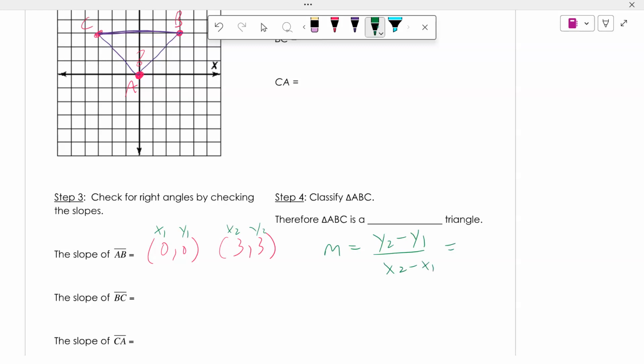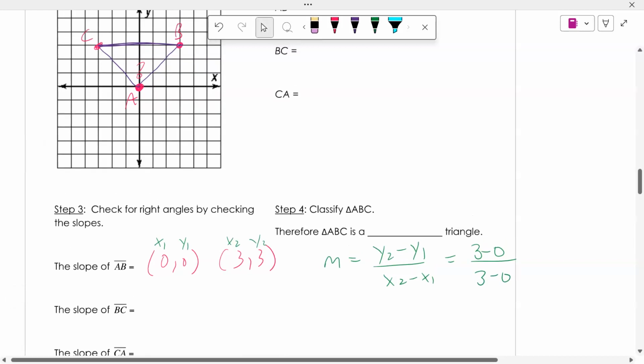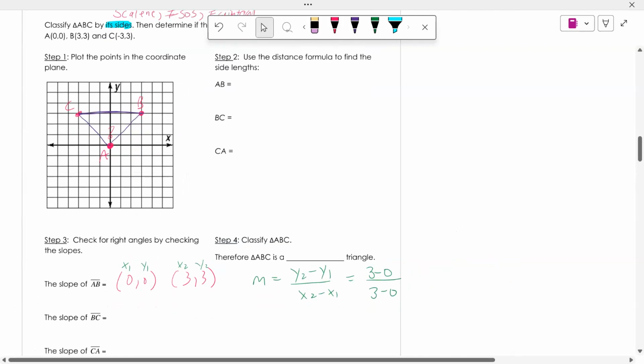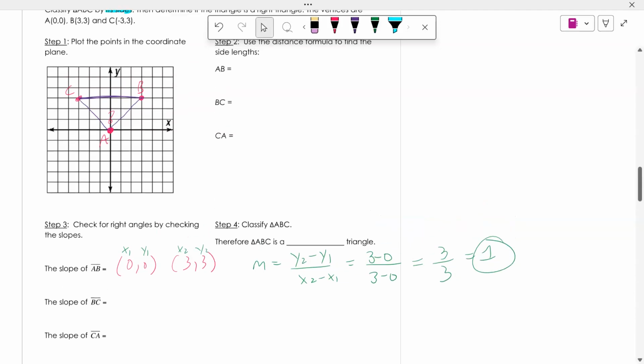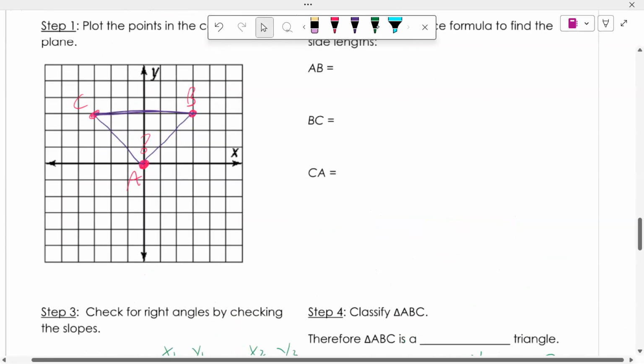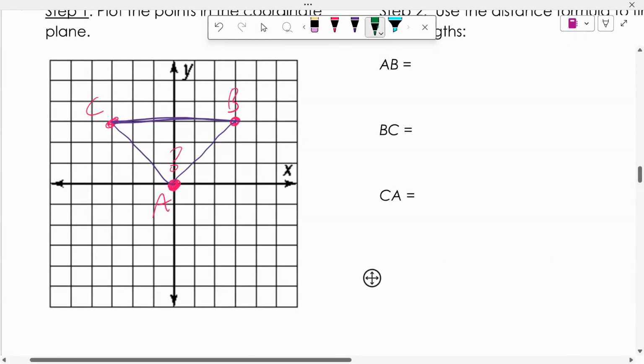So let's plug in what we know. We're going to do y2 minus y1, which is 3 minus 0, over x2 minus x1, which is, again, 3 minus 0. So it looks like between A and B, the slope would be 3 over 3, which is 1, a slope of 1. Now, we can confirm that graphically, by the way, too. Going from A to B, it looks like up 1, right 1, up 1, right 1, up 1, right 1.